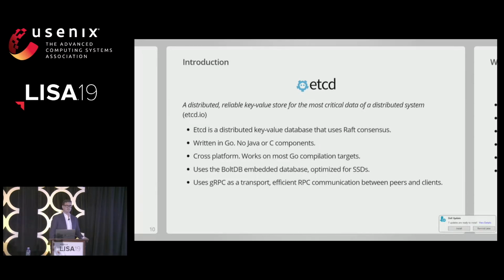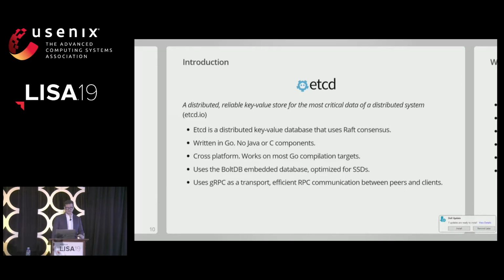etcd is written in pure Go, so that's nice if you're writing a Go application. You don't have to worry about any Java or C components or any of the associated tooling that comes along with those ecosystems. And being written in pure Go, it's easy to cross-compile to all sorts of different platforms. So if you want to run etcd on your Raspberry Pi, it actually works.